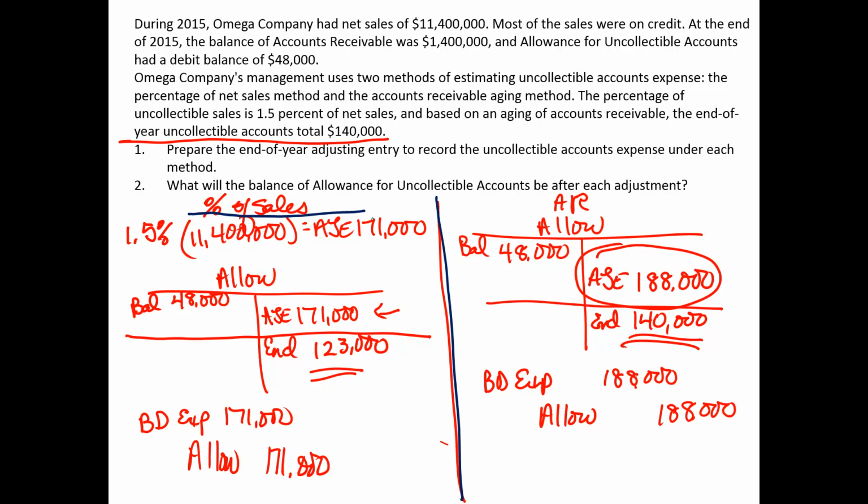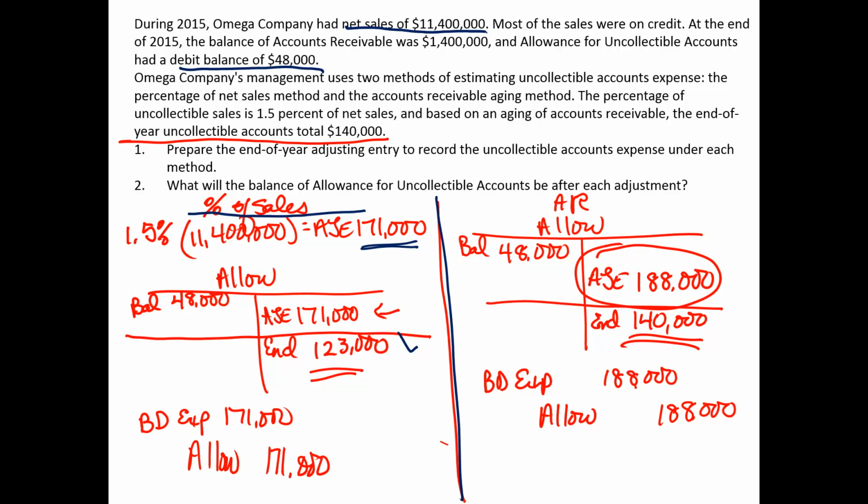Percentage of sales method first, because we know that it's going to be 1.5% of net sales, 11,400,000. So the adjusting entry under the percentage of sales approach would be $171,000. Looking at the allowance account tells me the balance before adjustment is a debit balance of 48,000. We have an adjusting entry of 171,000, debit bad debt expense, credit the allowance. So our ending balance is going to be 123,000.